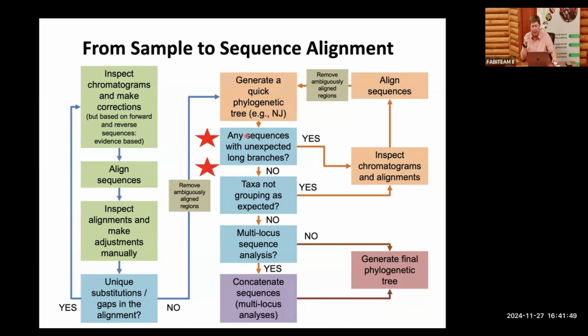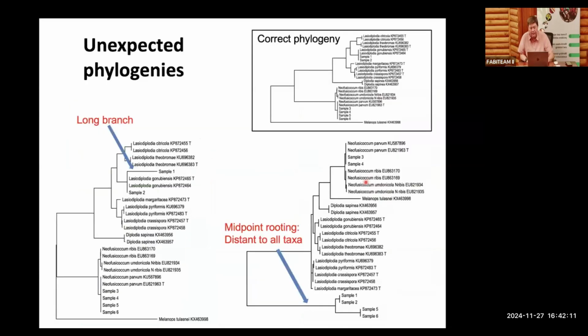Okay, so if there are any sequences with unexpectedly long branches, you go back to your sequence alignment, you go back to your chromatograms, and you inspect them, inspect your alignments. If there are taxa that are not grouping as expected, you also go back to your chromatograms and your alignment. So let's deal with those.